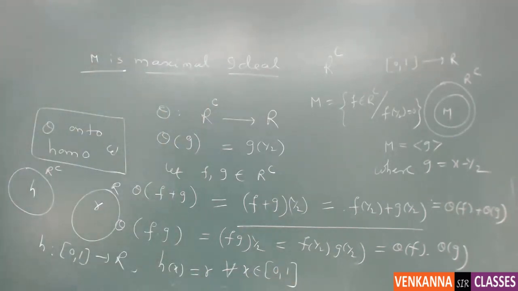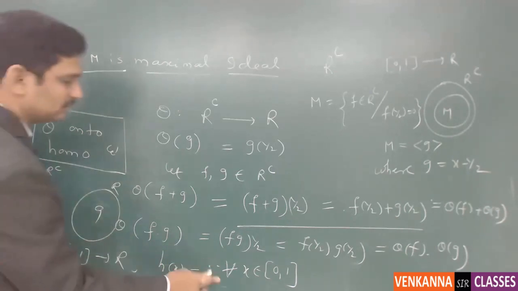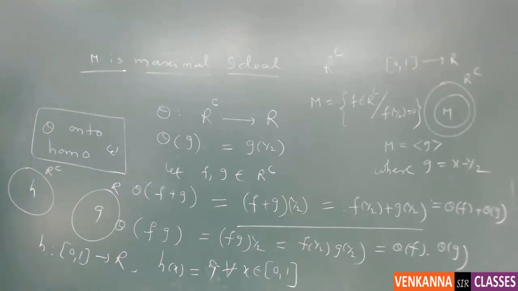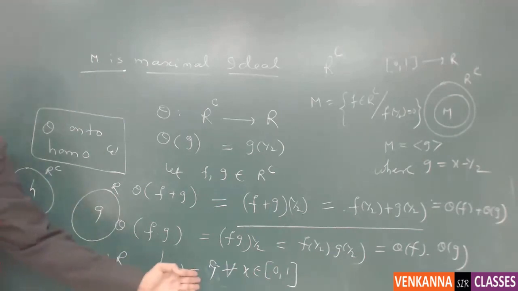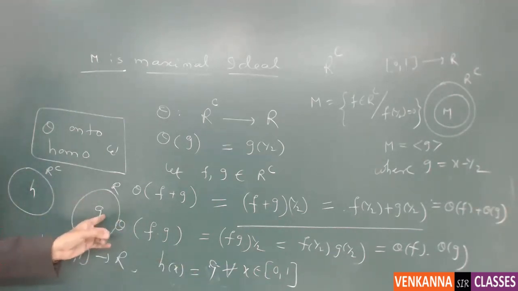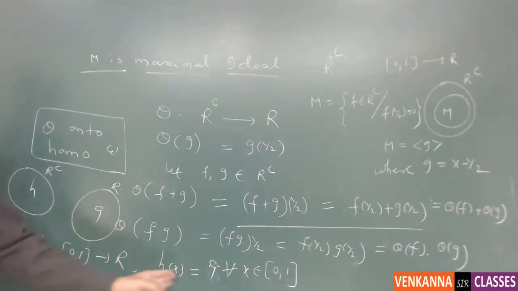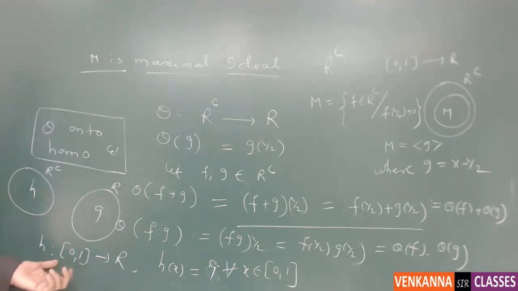What I mean is, if you take the number 5, the corresponding function is h of x equals 5. If you take the number 9, you define h as 9. So you are defining h from the closed interval [0, 1] to R as a constant function. Whatever constant you take in the codomain, the corresponding constant function is defined like this. Since every constant function is continuous, this is a continuous function. So trivially it becomes onto.